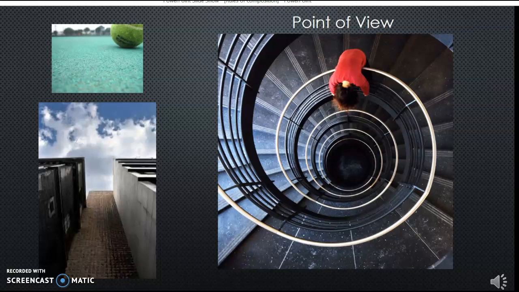So also turn around. Notice what's behind you. As you're walking forward, your perspective behind you is changing. Don't forget that.